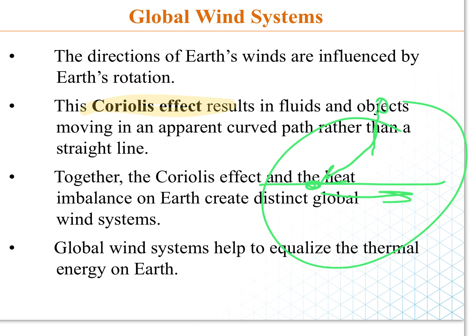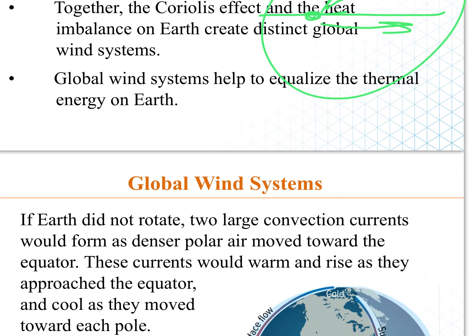Let's keep going. So, the Coriolis effect is going to deflect winds to the right in the northern hemisphere and actually to the left in the southern hemisphere. We'll get into that a little bit later. But remember that winds are moving from areas of high pressure to areas of low pressure. All right, let's kick it up a notch here.